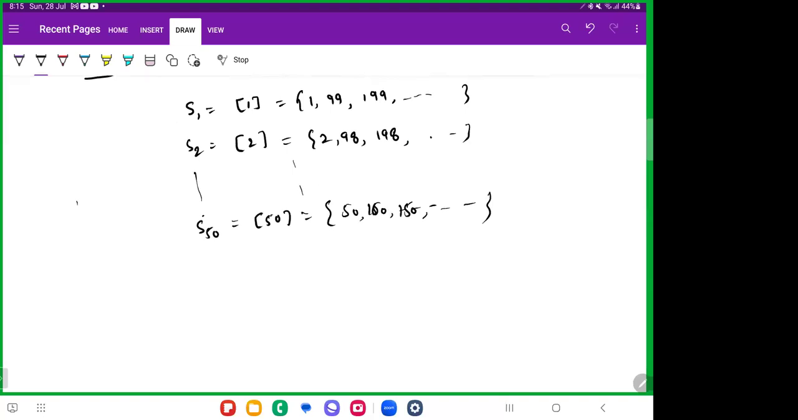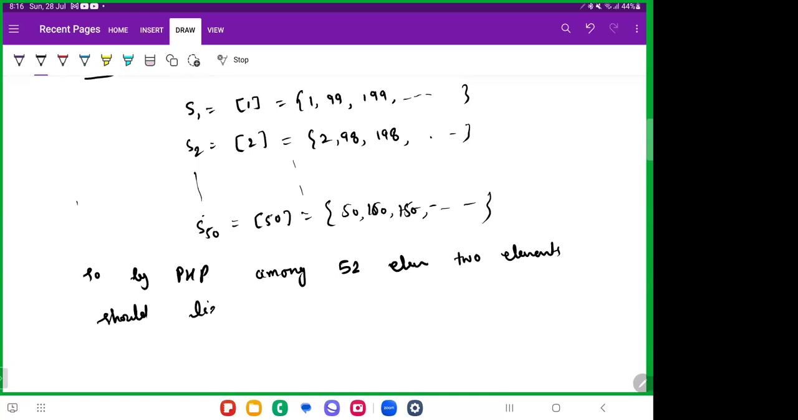So this is clear. By the pigeonhole principle, among 52 elements, two elements should lie in the same class. That implies their sum or difference is divisible by 100.